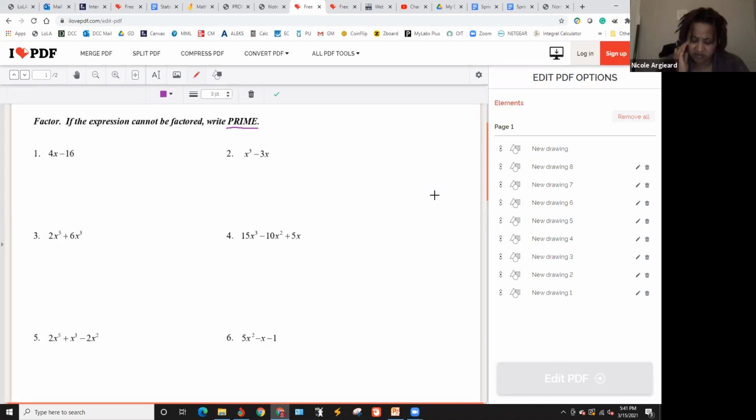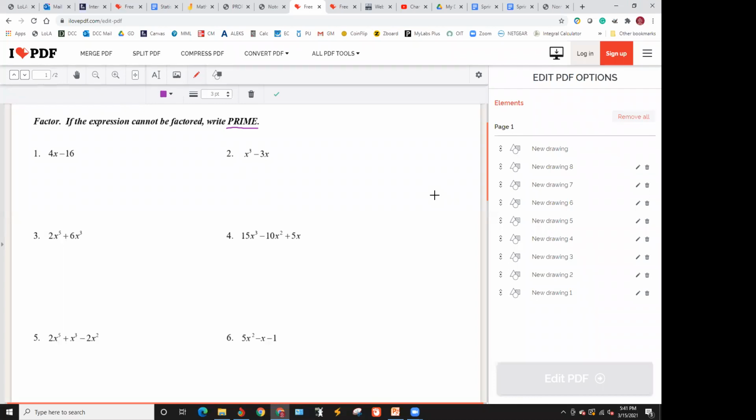For the first one, I got 4 times x minus 4. That sounds good. Let's look. Anybody else got one? For number 1 or for number 2? Well, for one, to start. Oh, it's the same one. I get the same. Okay, so look at the two numbers, 4 and 16. 4 will divide evenly into 16, so we can use 4 as the greatest common factor.